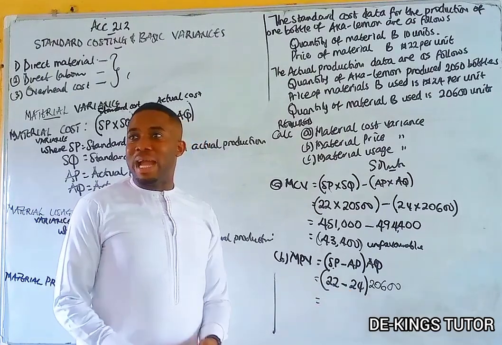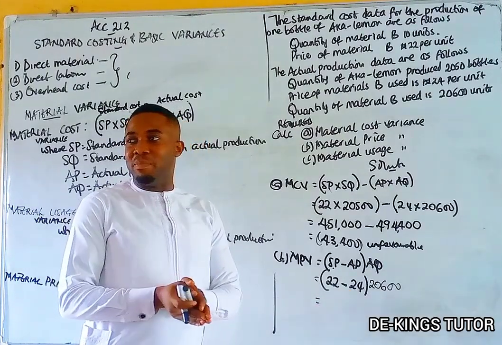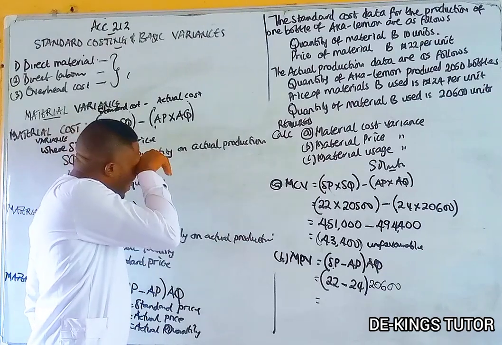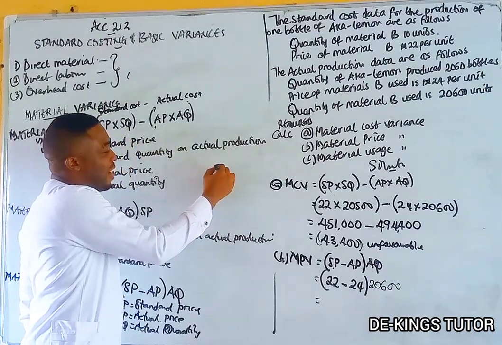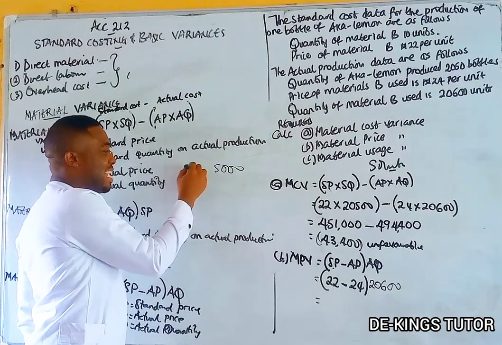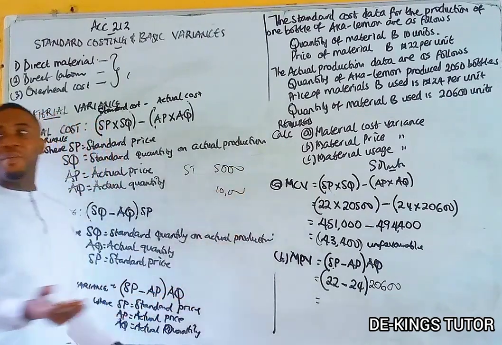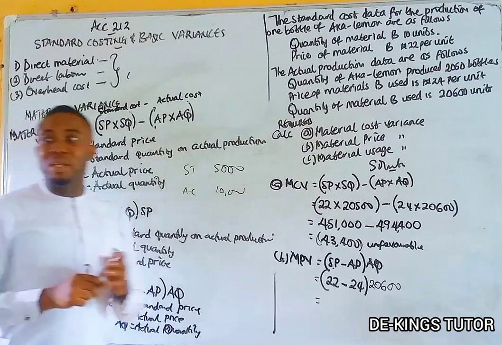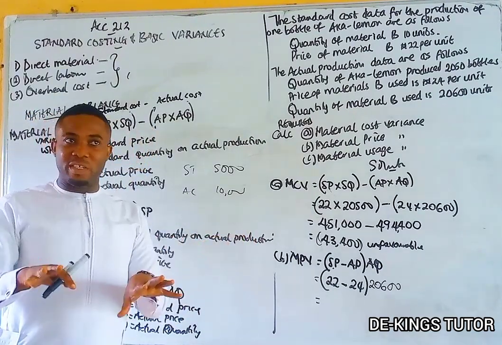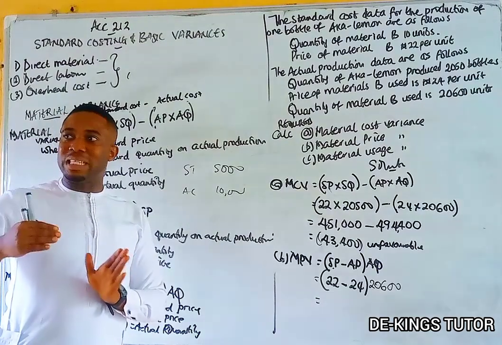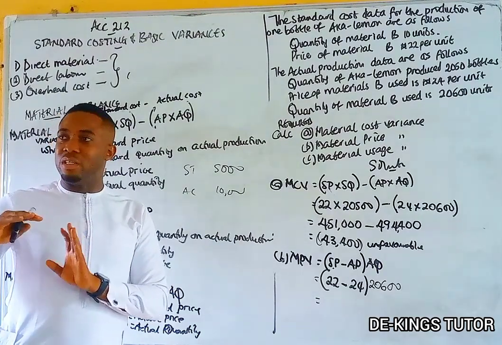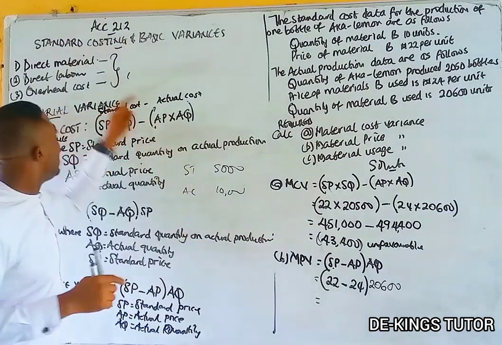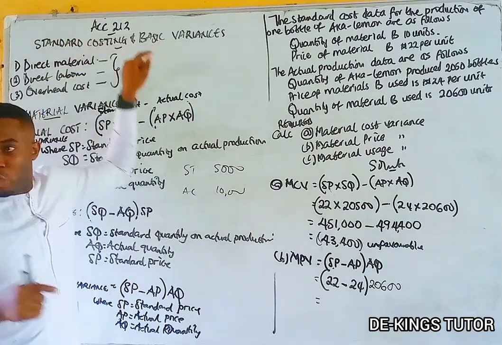I use an illustration of going to the market. If you set a standard that you'll buy for 5,000, and you end up buying it for 10,000, it becomes unfavorable when the actual exceeds the standard. But we're talking about cost here, though not for this level. For those doing accounting, there's another aspect of variance in which if the actual exceeds the standard, it is a gain to them, it is favorable. The reason it is unfavorable here is because it is cost. You are spending money.